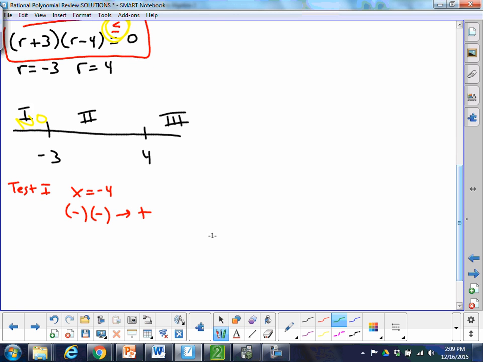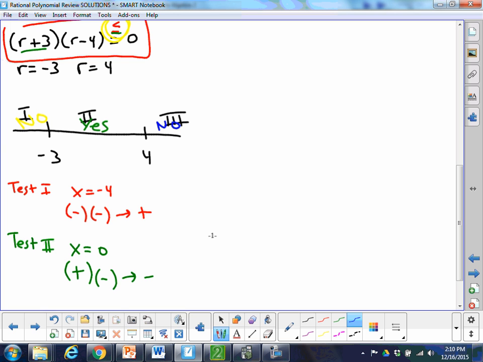Okay, when you test something in interval 2, a good number to use might be x equals 0. Okay, x equals 0 is in that interval. If we go into the factored form, or you can go into the original if you want, that's fine. But the factored form is usually a little quicker. If I put 0 in there, I would get 0 plus 3, which would be a positive. 0 minus 4 would be a negative. That would make the entire thing negative. And that is less than or equal to 0. So interval 2 worked. You could do the same thing, and just to save a minute here, interval 3 would end up not working again.